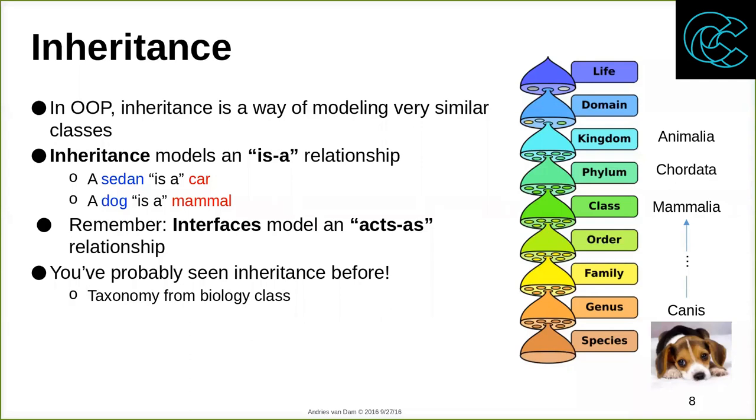So assume that the features are the instance variables and your characteristics are the methods, right? In that sense, you can also inherit from different classes. Inheritance models an is-a relationship. So a sedan is a car, a convertible is a car, a dog is a mammal. You can also have these hierarchies in the animal kingdom, plant kingdom, and so on, right?